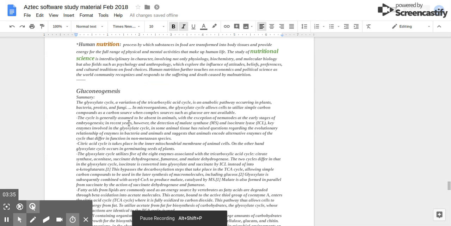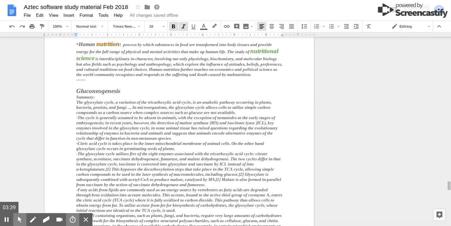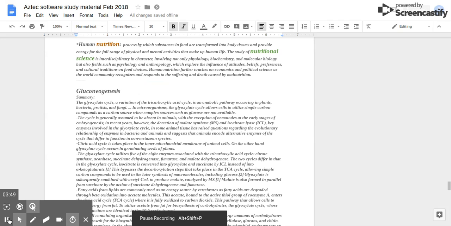So the next section, human nutrition: processes by which substances in food are transformed into body tissues, provide energy for a full range of physical activities, mental activities, making up human life. Nutritional science is the interdisciplinary study involving not only physiology, biochemistry, and molecular biology, but also fields such as psychology and anthropology, which explore the influences of attitudes, beliefs, preferences, and cultural traditions on food-related choices. Human nutrition further touches on economics and political science as the world community recognizes and responds to suffering and death caused by malnutrition.